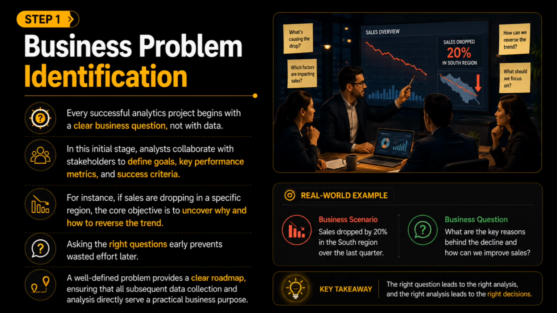Step 1 is business problem identification, and remember, every project starts with a clear question, not with data. In this stage, analysts work with stakeholders to define goals and KPIs. For example, if sales drop by 20% in a region, our job is to ask, why did sales fall and how can we reverse the trend? Asking the right questions early saves time and gives you a clear roadmap for the rest of the project. Key takeaway: the right question leads to the right analysis, which leads to the right business decisions.